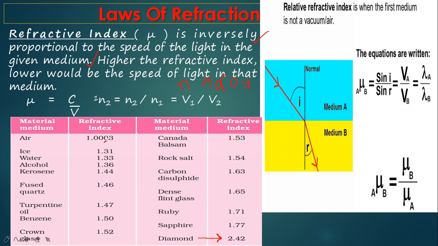And the refractive index of vacuum is just 1, and air is also nearly 1. Therefore the speed of light in air or vacuum will be the highest. So diamond is the densest medium and vacuum is the rarest medium. So I hope you are able to understand this concept of refraction and how to find out the refractive index of a medium.